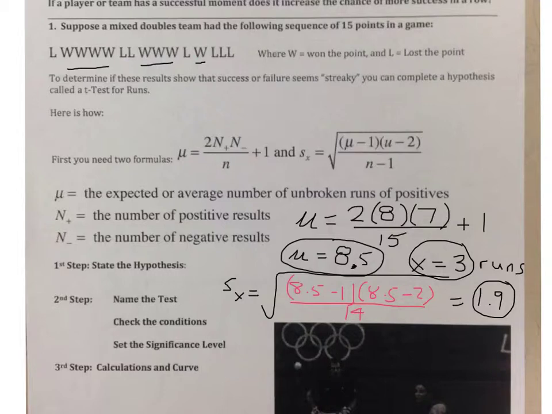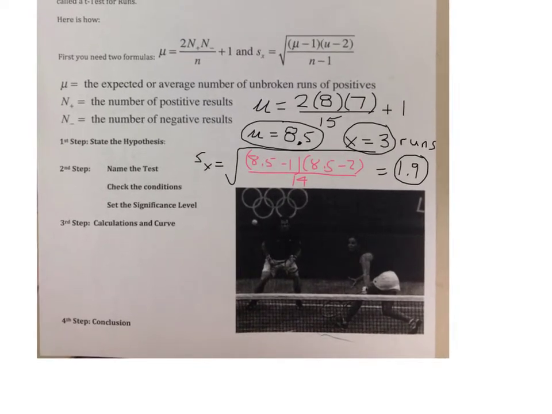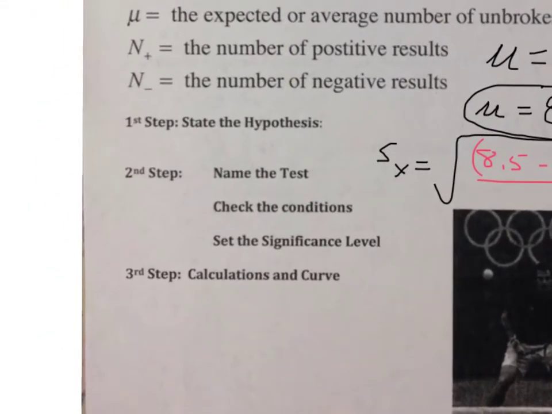So these three numbers here that I circled are important numbers to use. And now we can go ahead and complete the hypothesis test. So the first thing we have to do is state the hypothesis. It's going to be very similar to what we did before. The null is that we figured out that the average should be 8.5 runs, positive streaks. From our analysis of the tennis game, we only got 3 runs of positives. So we think that the true average should be less than 8.5.